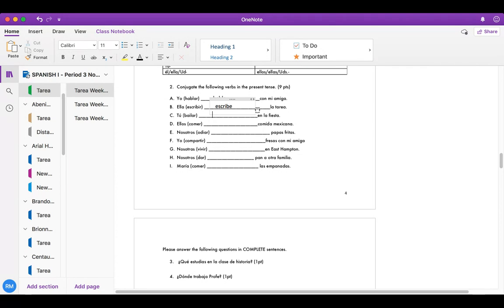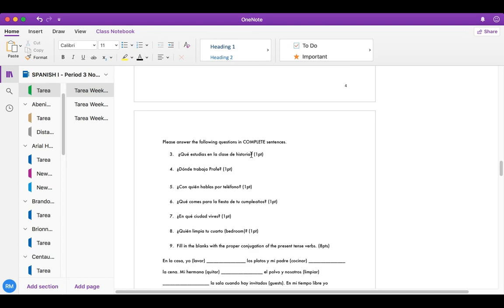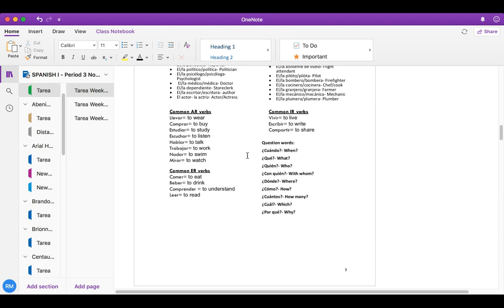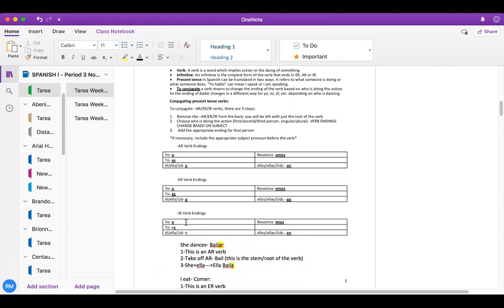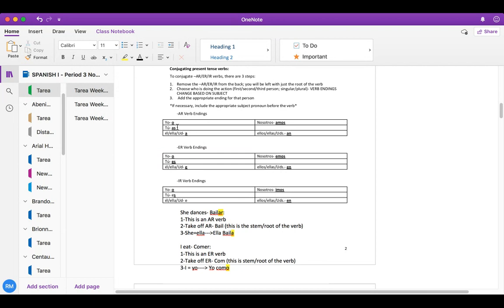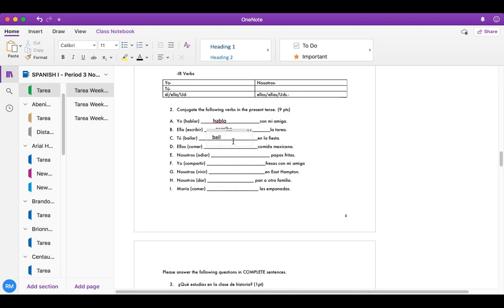All right? Moving on. Tu blank en la fiesta. Okay? Bailar is an AR verb. I take off the AR and I make that bail. Now I'm going to go up again. I'm going to go to the AR verb endings. What was my subject there? It was tu. Tu. The AR ending is as. I'm going to add that right to the end. Tu bailas. All right?